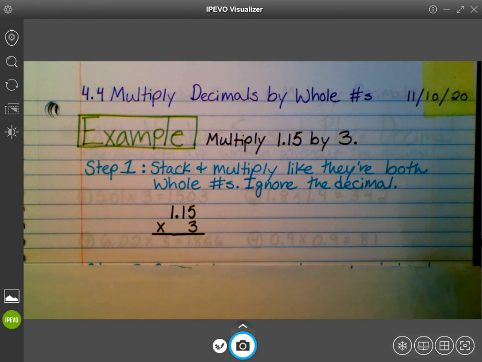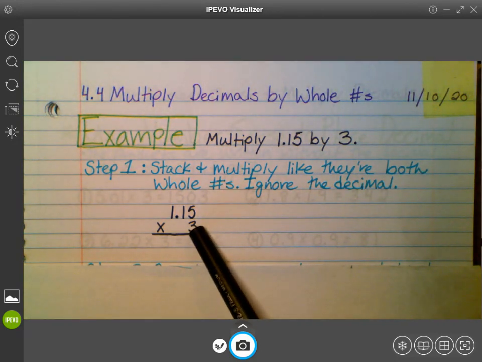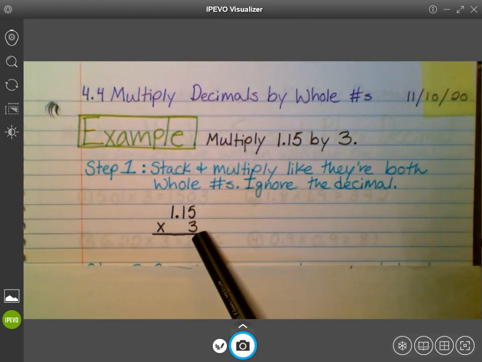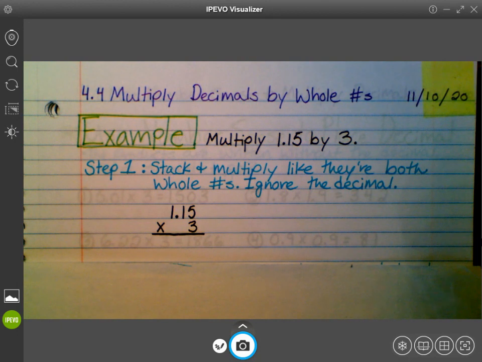So 1.15 times 3. Notice I did put 1.15 on top because it has the most digits. When we stack it this way, we're just taking the 3 and multiplying by the 5, then the 1, then the 1, instead of having it the other way and then having to add placeholder zeros and whatnot.